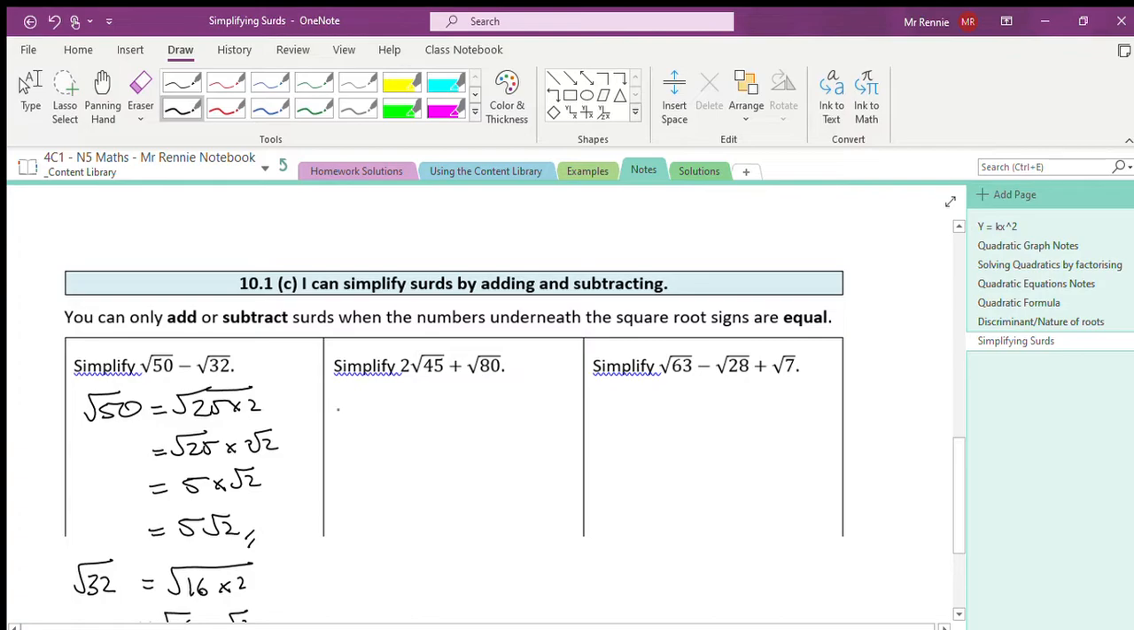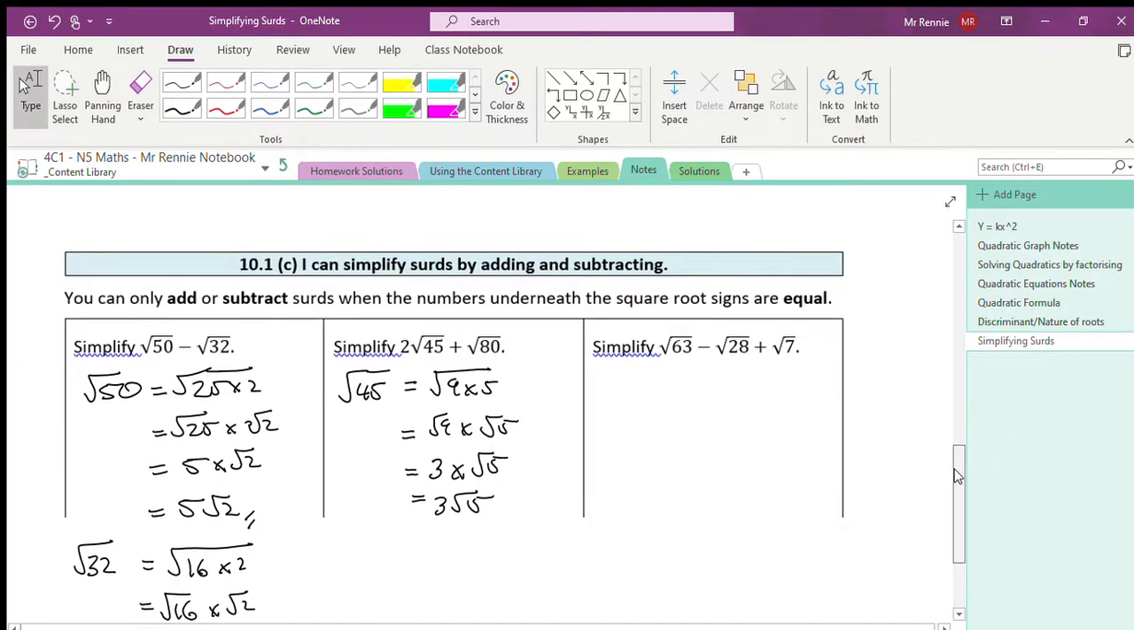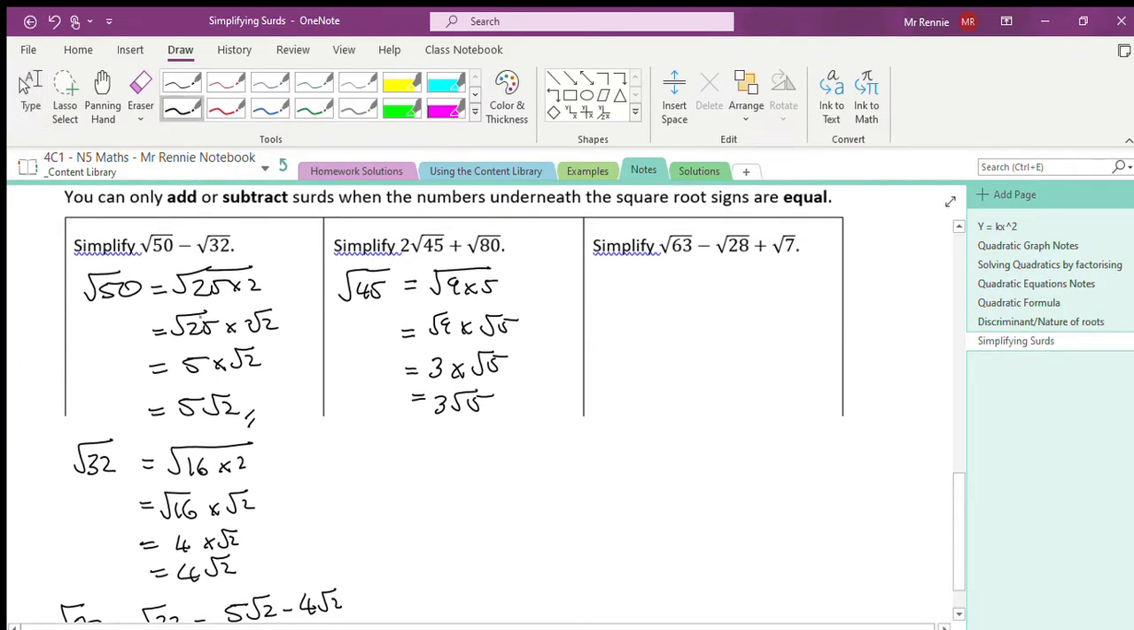Okay, so the surds. So root 45, that can be split up as 9 times 5, which would give me the square root of 9 times the square root of 5, which is 3 times the square root of 5, which is 3 root 5. So my answer for root 45 is 3 root 5.